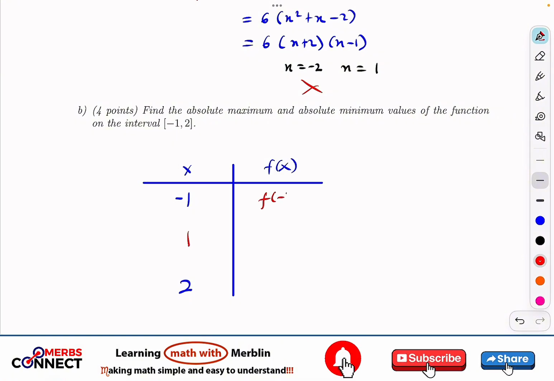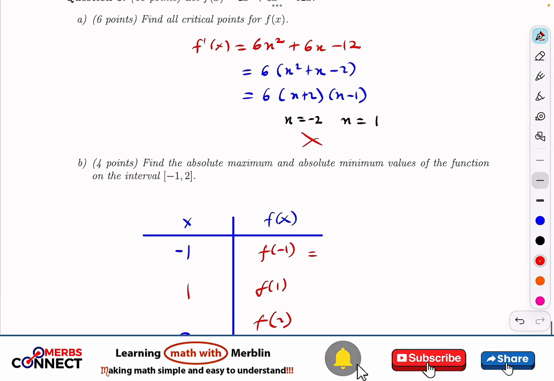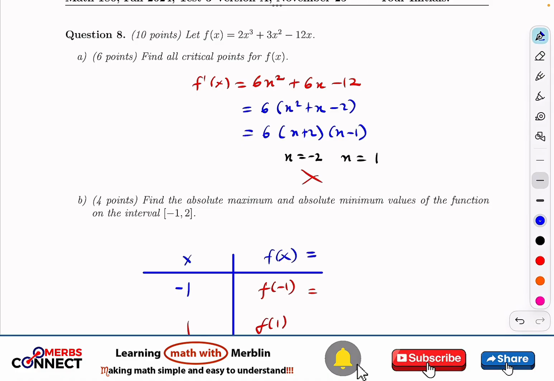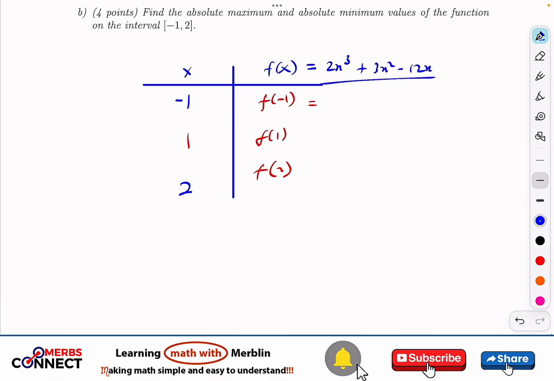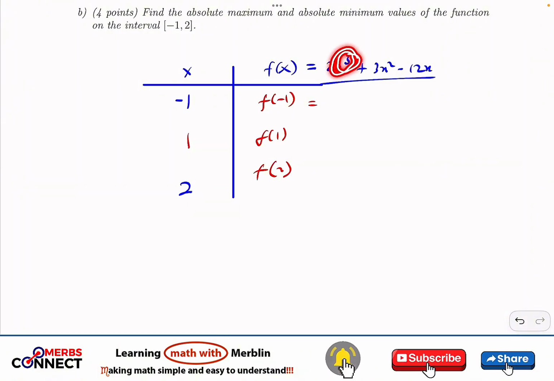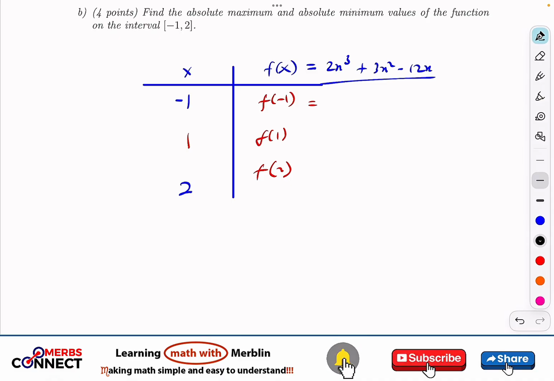So now we need f of minus 1, f of 1, and then f of 2. And what was f of x? Let me just write it here so that we can do it together: 2x cubed plus 3x squared minus 12x. So plug in minus 1, what do we get? Minus 1 to the power 3 is minus 1, so this is minus 2. Minus 1 squared is 1, so this is 3. And then minus 1 times minus 12 is plus 12. So this should be giving us 13.